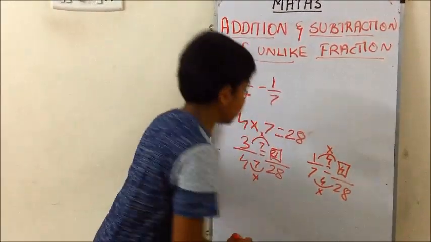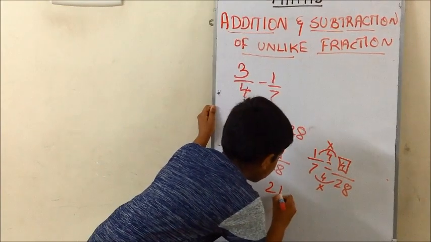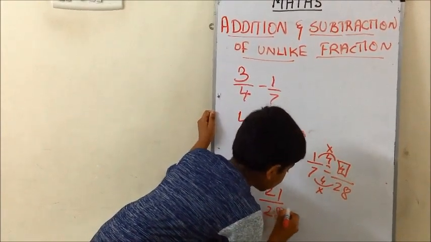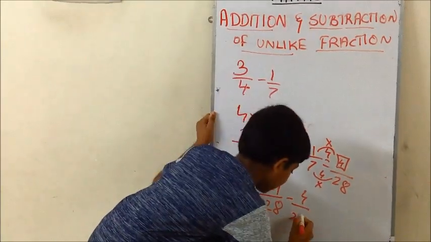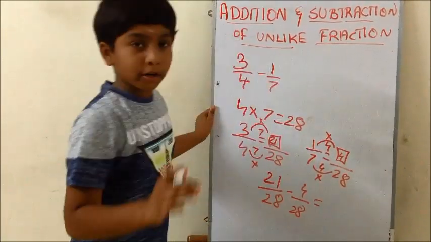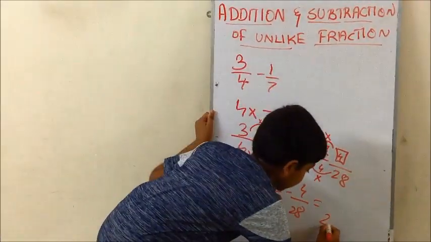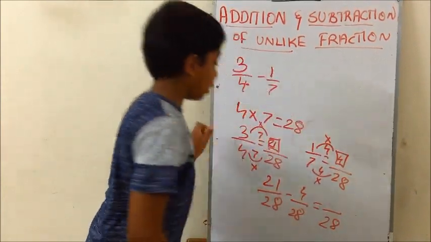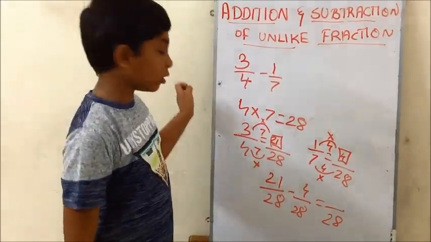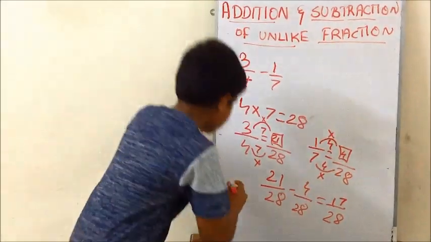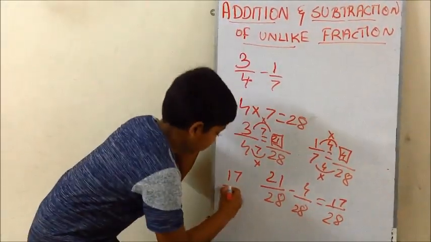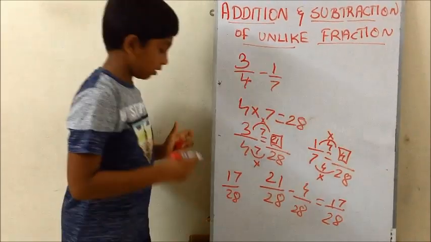Next step is we need to subtract. 21 by 28 minus 4 by 28. We need not change the denominator, right, as such. 21 minus 4 is equal to 17. So the answer we got is 17 by 28.